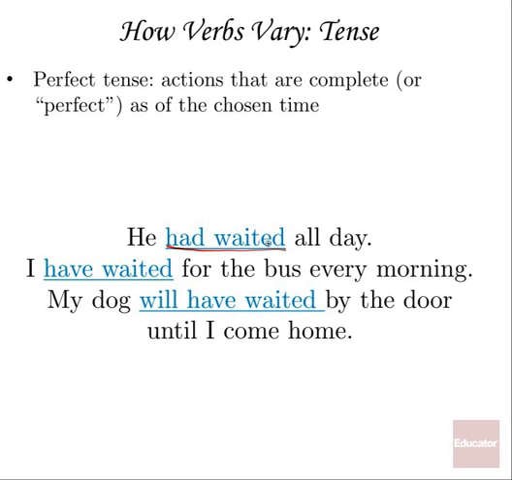He had waited. Present perfect tense would be, I have waited for the bus every morning. As of now, my waiting is complete. My dog will have waited by the door until I come home. When I come home tonight, in the future, the dog's waiting will be complete, will be perfect.